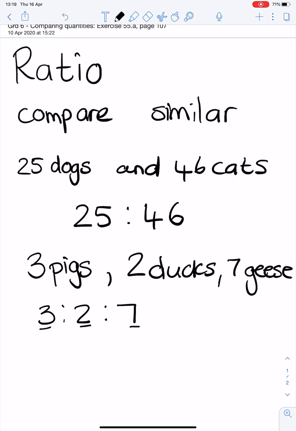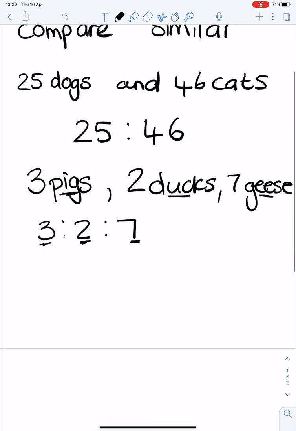It is very important that you write them in the order that they are given to you. The pigs came first, so that number comes first. The ducks came second, so that number comes second. And the geese came third, so their number comes third. And that is ratio for you.